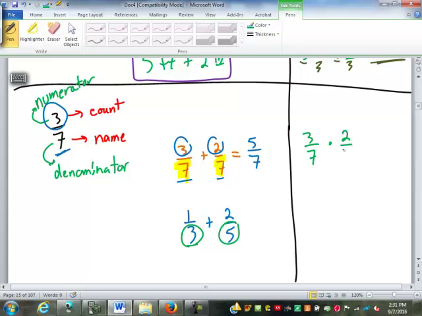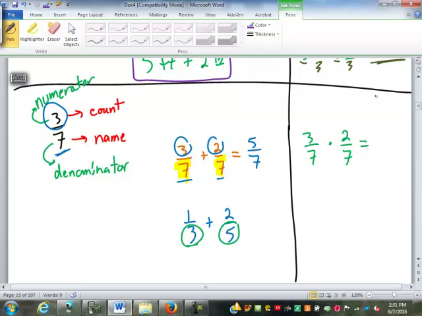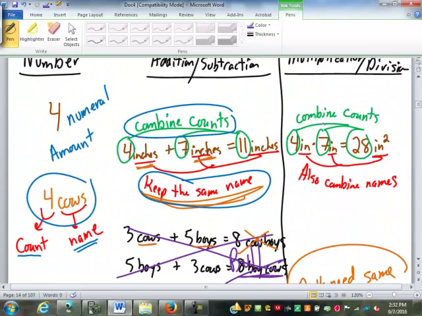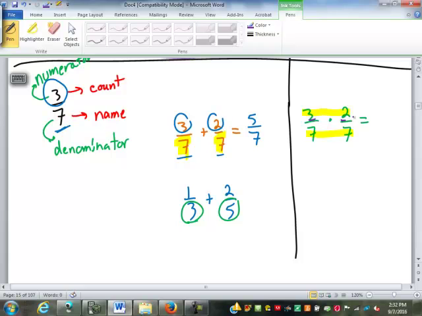3/7 times 2/7. When we multiply, if you remember way back, how were we taught to multiply fractions? We're taught just multiply straight across, right? Numerator times numerator, denominator times denominator. Again, that's nothing new for fractions. Anytime we multiply, we combine counts, and we also combine the names. So we're going to do 3 times 2 is 6, and then 7 times 7 is 49.